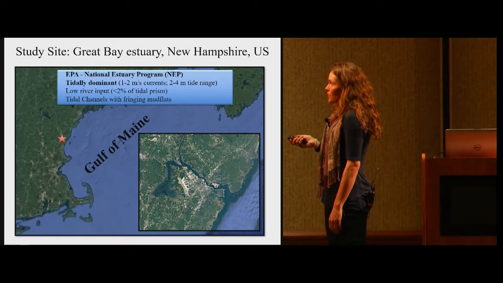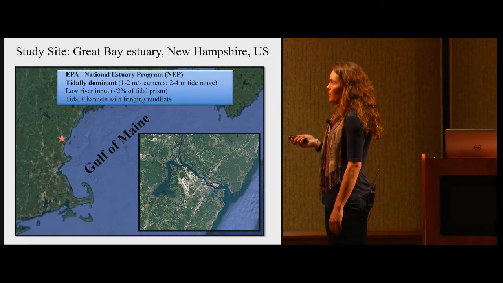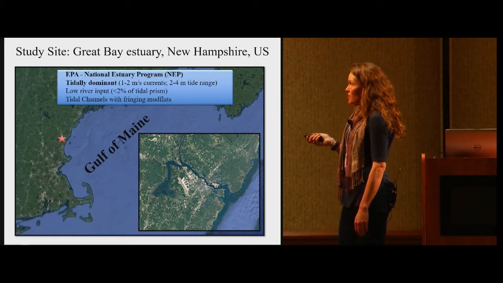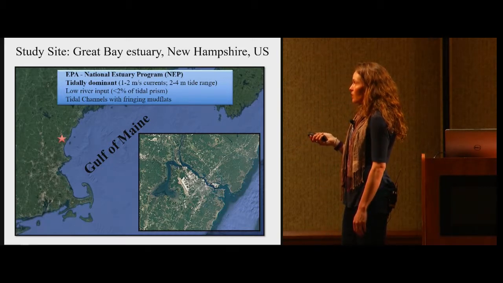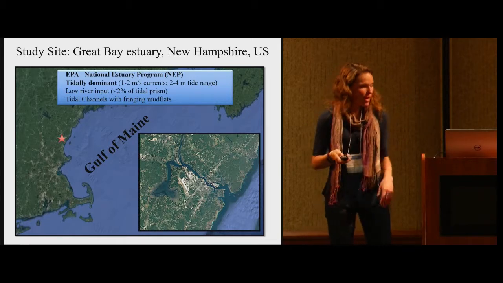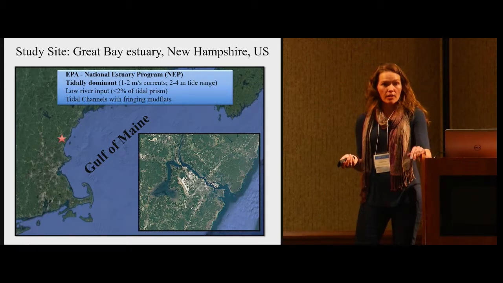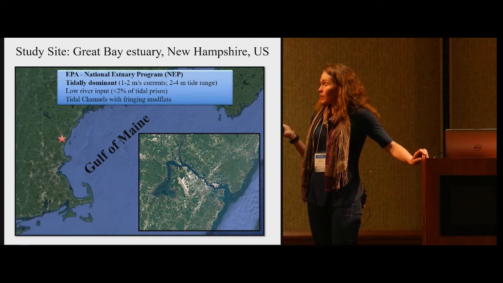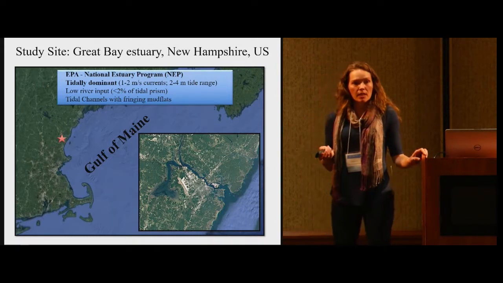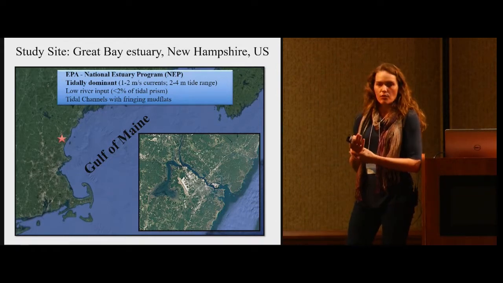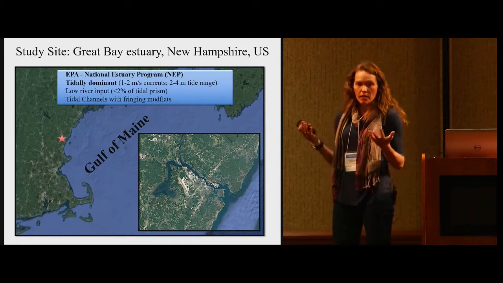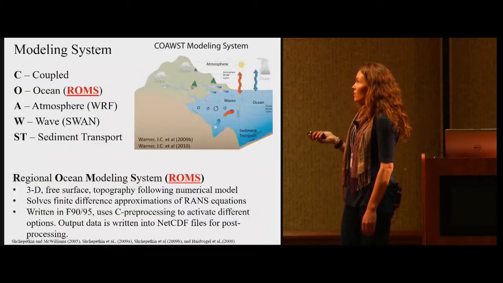And it has really deep tidal channels that have fringing mudflats here and here. This is about 5 kilometers by 5 kilometers, and some of those fast tidal currents come in through this channel. But it's been showing signs of eutrophication. Of all those estuaries in the EPA's program, this is one of the most pristine, and it's started to show signs of eutrophication. So we're really interested in why that is.